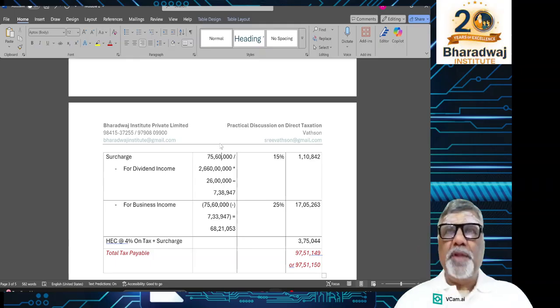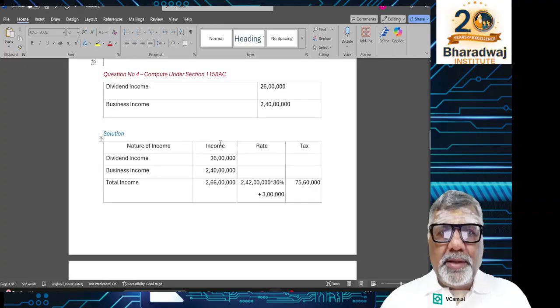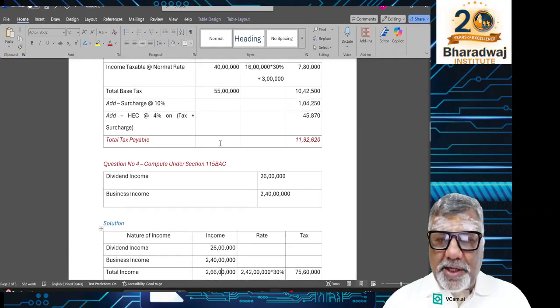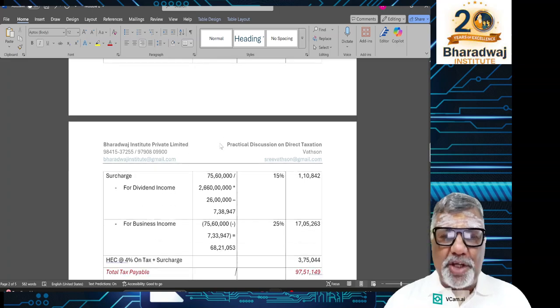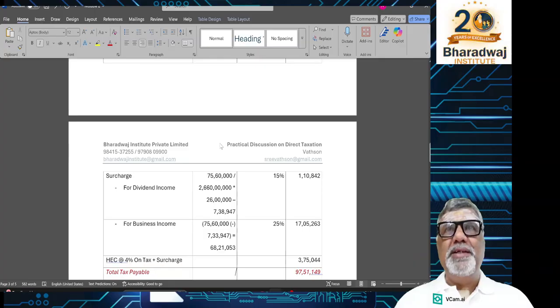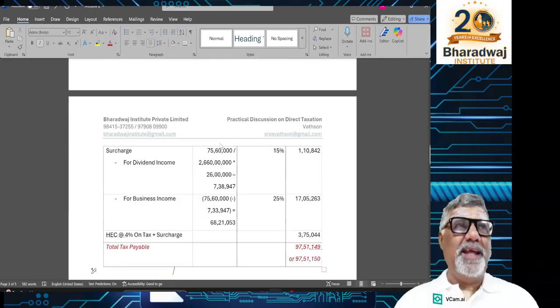You're understanding? Okay. So the tax computation depends upon what is the total income, what is the nature of income, and dividend alone, be careful. Other things will be very simple. Dividend, if it is part, then be careful.